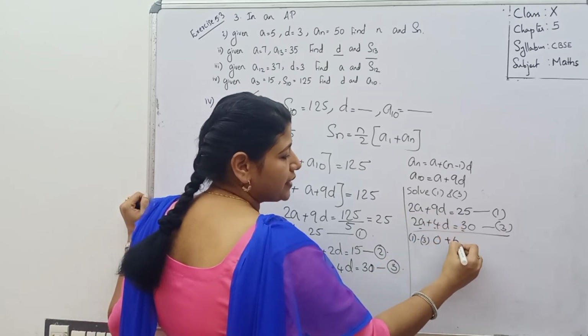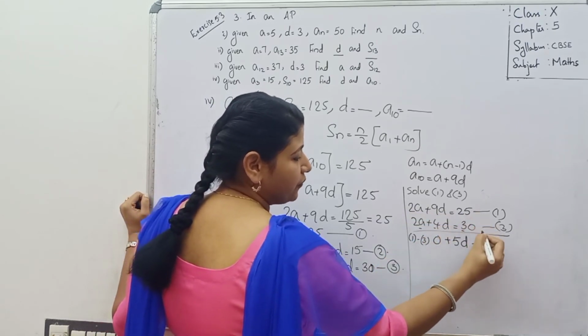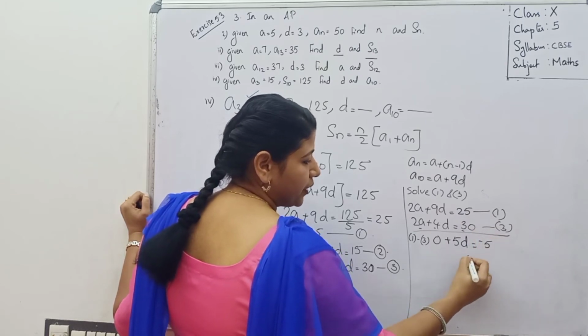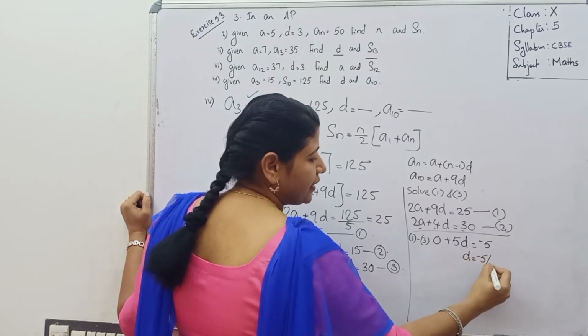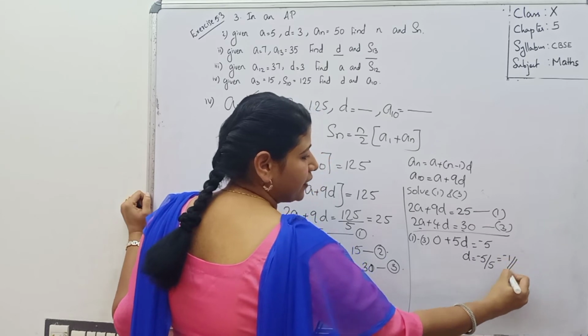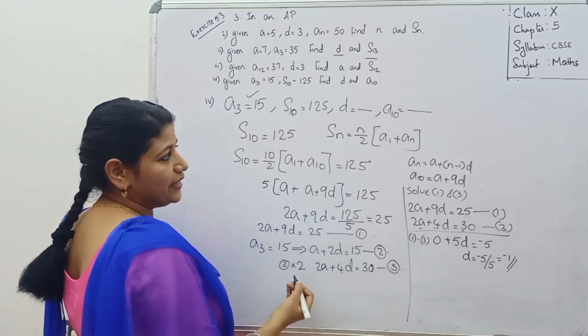9 minus 4d is 5d. 25 minus 30 is negative 5. So d equal to negative 5 by 5, which is equal to negative 1. So the common difference is negative 1.